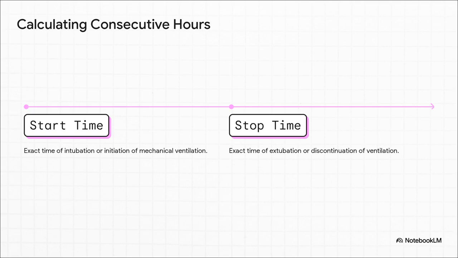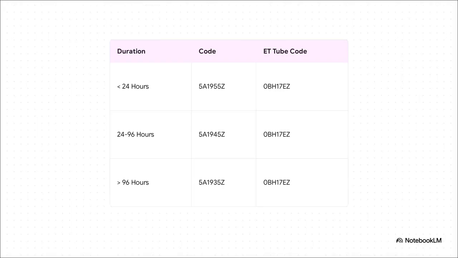The clock starts at the exact time of intubation, meaning the initiation of the mechanical ventilation, and the clock stops at the exact time of extubation, or whenever that mechanical ventilation is officially discontinued. You have to calculate these consecutive hours meticulously, usually by digging into the respiratory therapy notes or the anesthesia records. Now, what's really interesting here is how those hours translate directly into your final PCS codes.